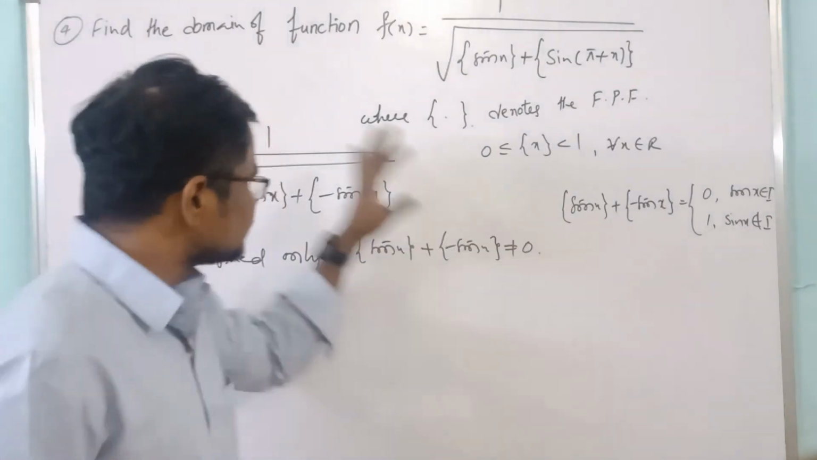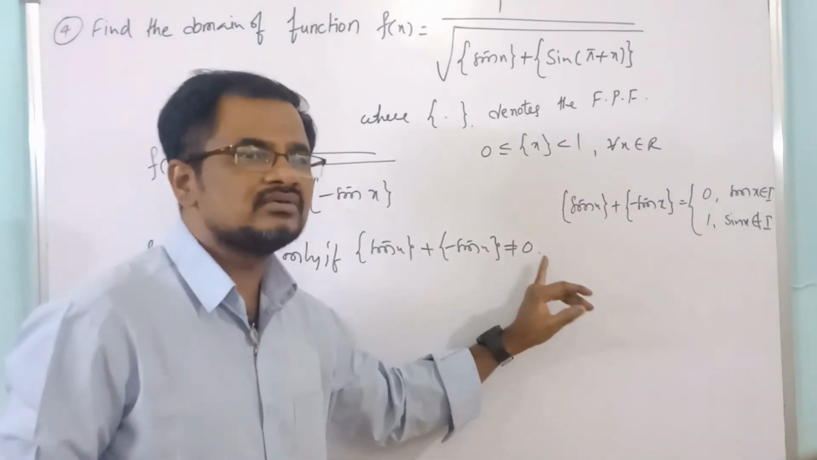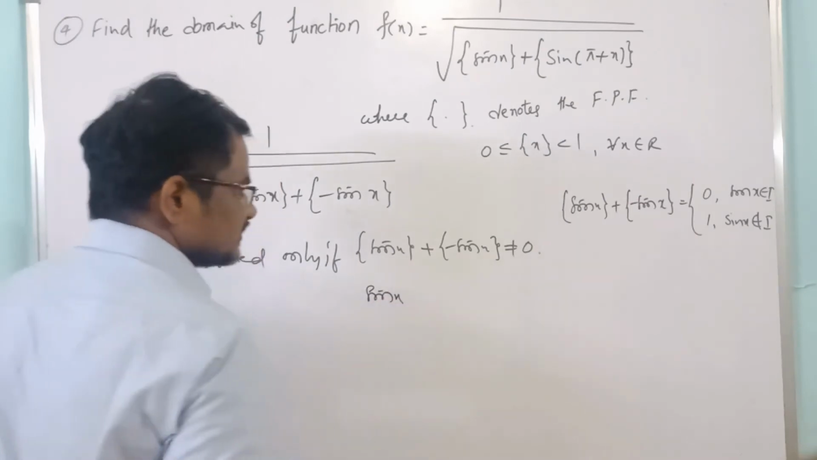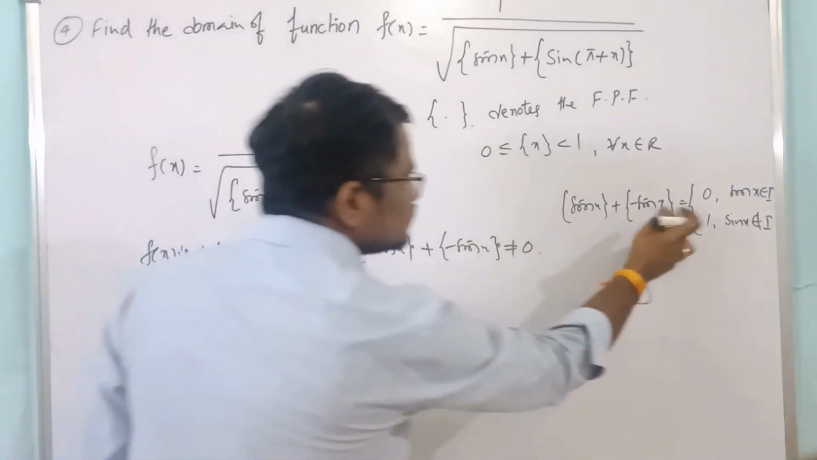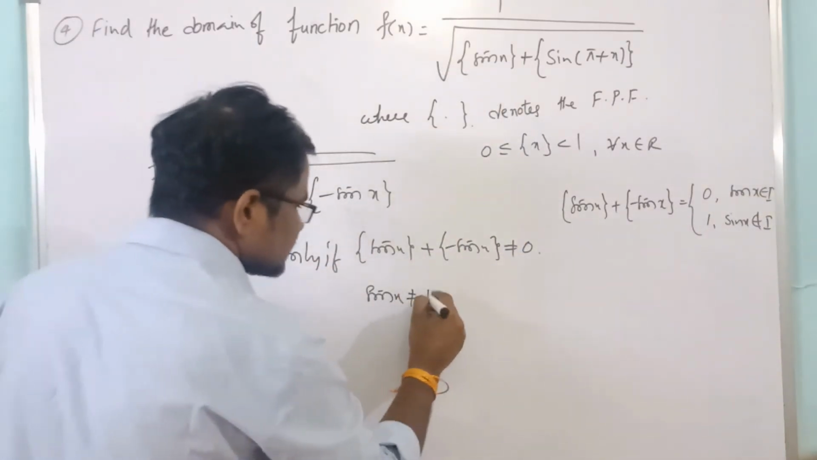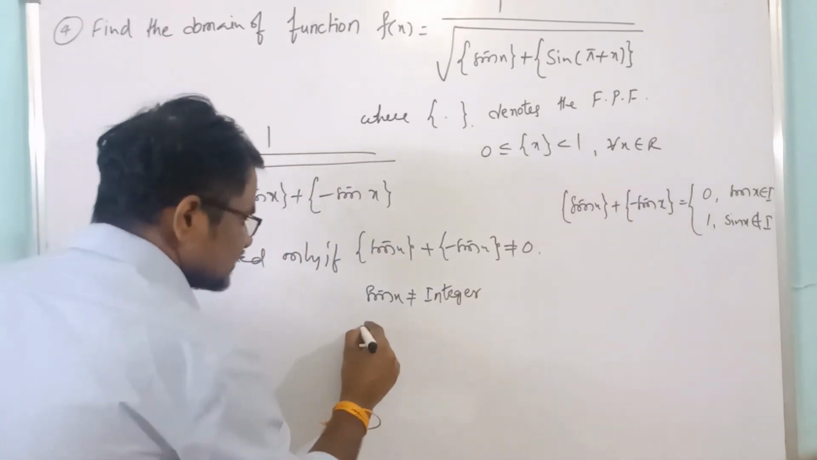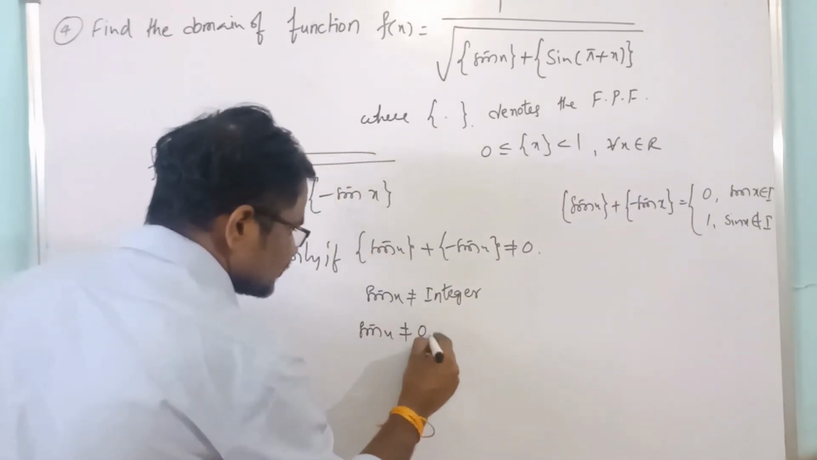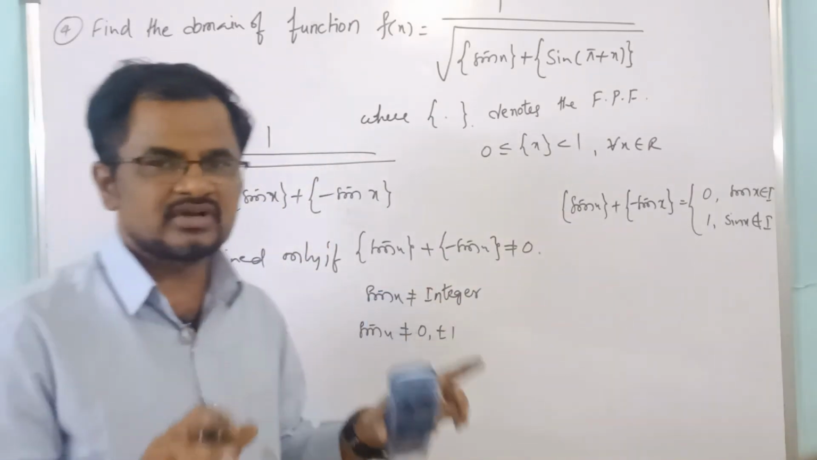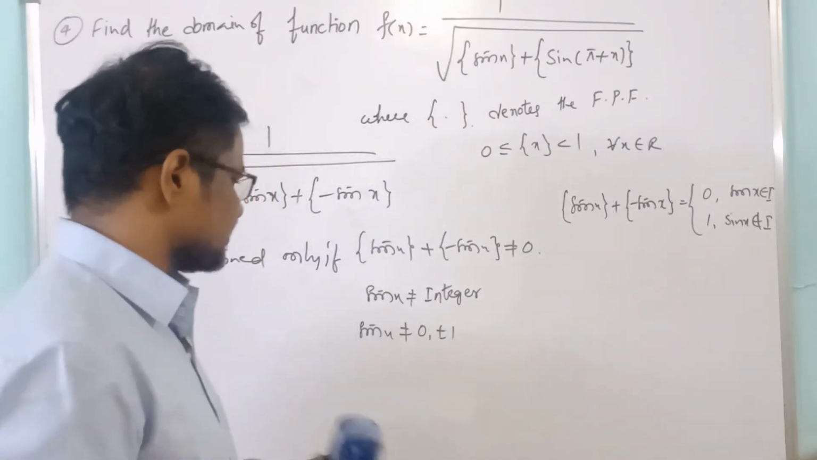Now this function is not defined when it is equal to 0. So here, sin x is not equal to an integer. Means sin x is not equal to 0, plus or minus 1, right? Because the range of sin x is the closed interval minus 1 to 1. In that, the integers are minus 1, 0 and plus 1.